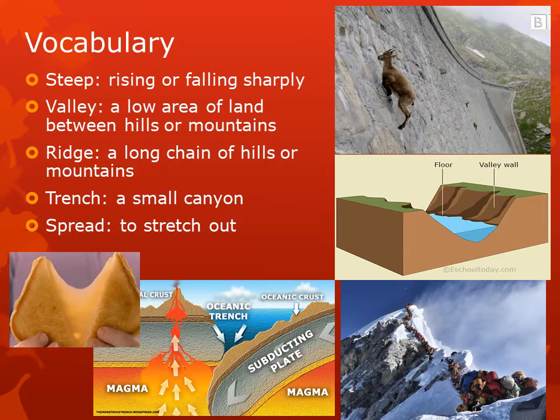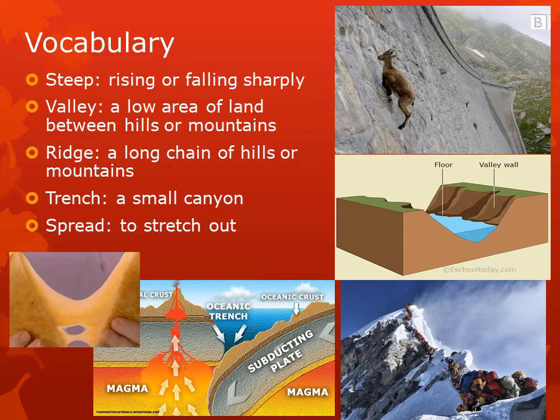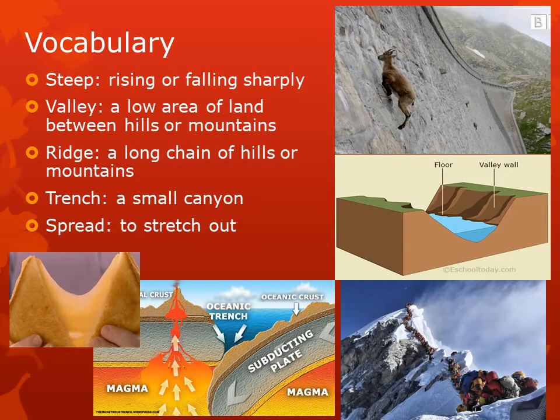Couple vocab words here, all right? And these are, I think, words that you'll be able to use in not only science but also English and your education going forward. First of all, steep. Steep is rising or falling sharply. So you see that little goat on the wall there. That's a steep wall that it is climbing. It rises sharply.